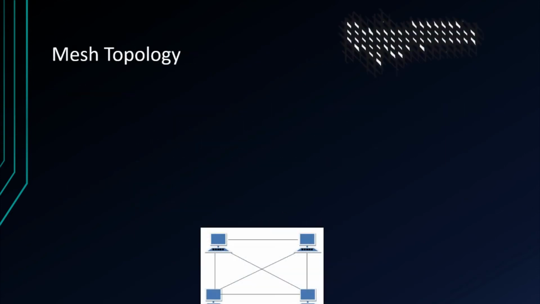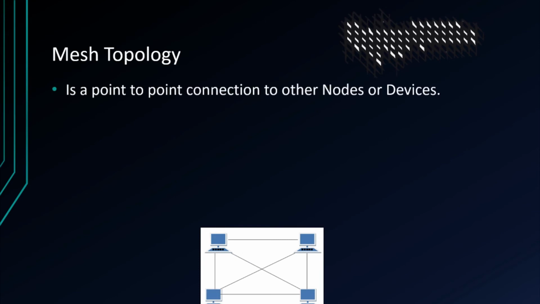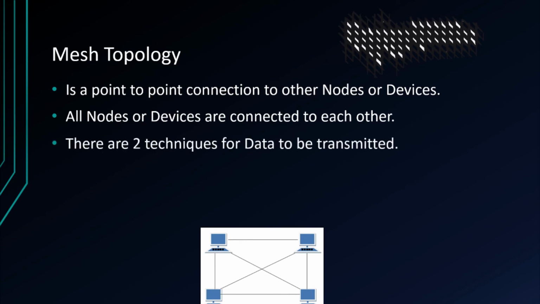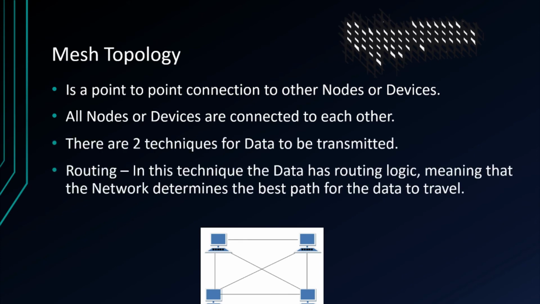Now let's talk about the mesh topology. It's point-to-point connection to the other nodes or devices. All nodes or devices are connected to each other. There are two techniques for data to be transmitted. These are known as routing.